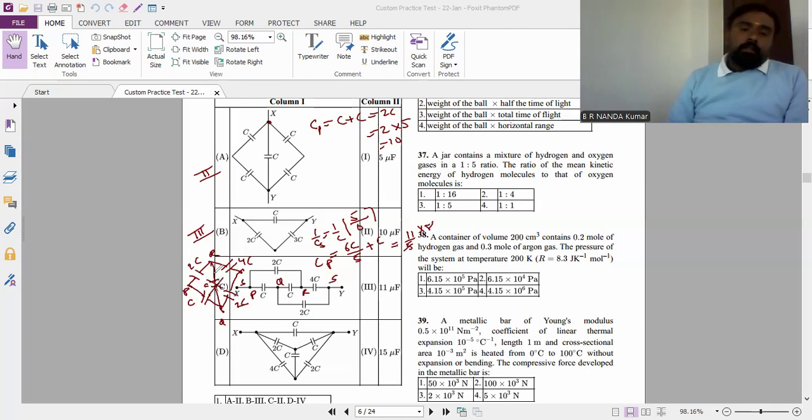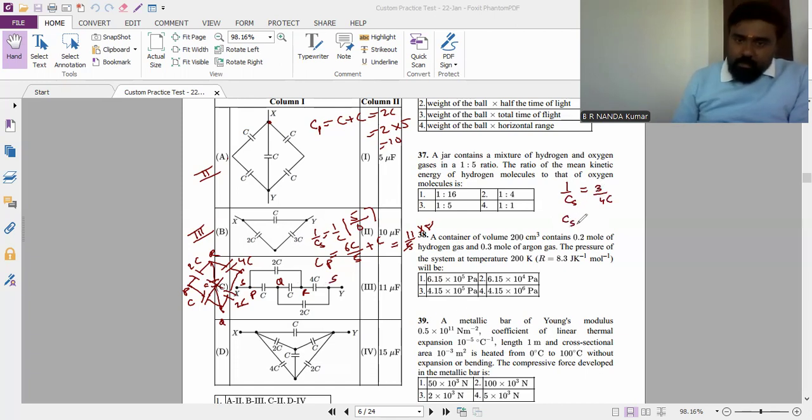So the middle one is meaningless. 2C and 4C are connected in series. So 1 by Cs is equal to 1 by 2C plus 1 by 4C, which is 3 by 4C.